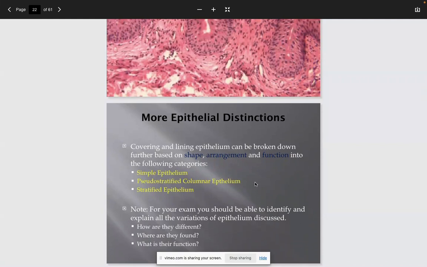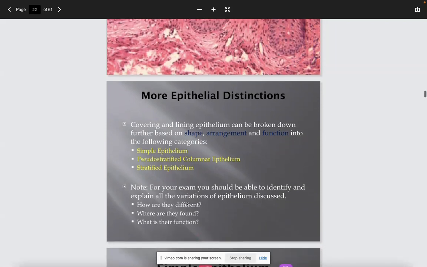So the covering and lining epithelium can be broken down further based on shape, arrangement, and function into the following categories: simple epithelium, pseudostratified columnar epithelium, or stratified epithelium. It's important for the exam to know how they are different, where they are found, and what their function is.